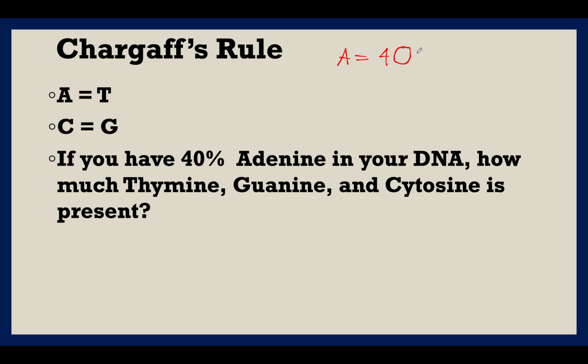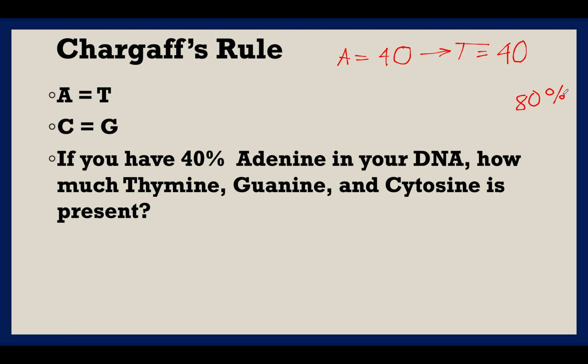Now, what does A pair with? We already know that A pairs with T. And according to Chargaff's rule, A equals T. So T must be 40 as well. Now, how are we going to get the amount of C and G? Well, let's see how much 40 and 40 gives us together. 40% and 40% gives us 80%. And of course, we have to have 100% of our DNA, don't we?